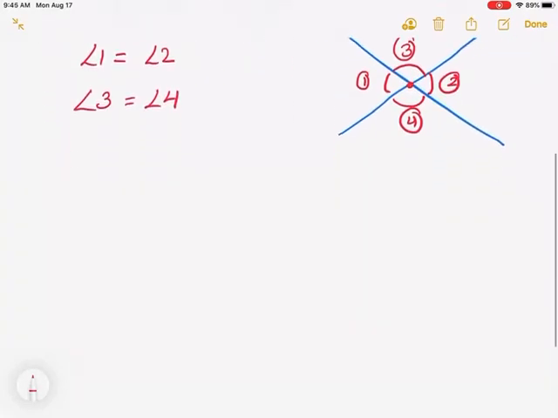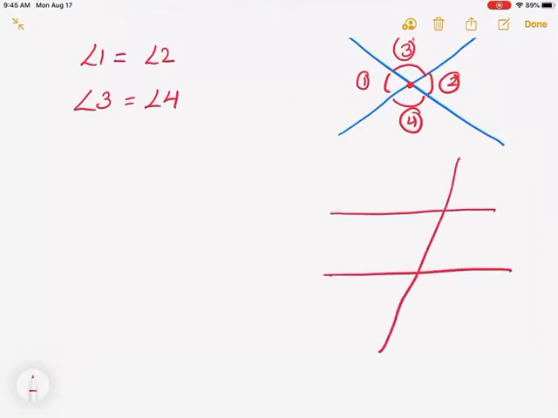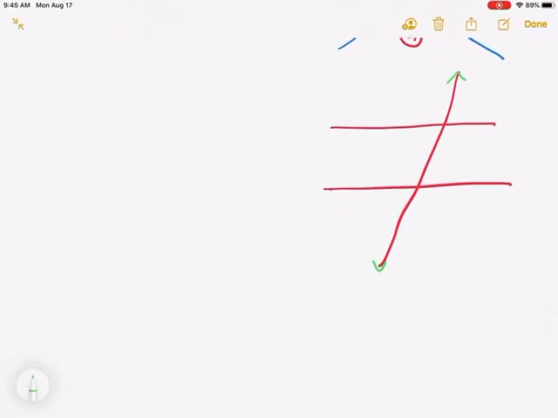Now the next type is when you have two parallel lines with a transversal. When I say transversal, it's basically just a line that passes through two parallel lines. For that kind of scenario, we have four different types of angles. So the first one is called alternate interior angles.